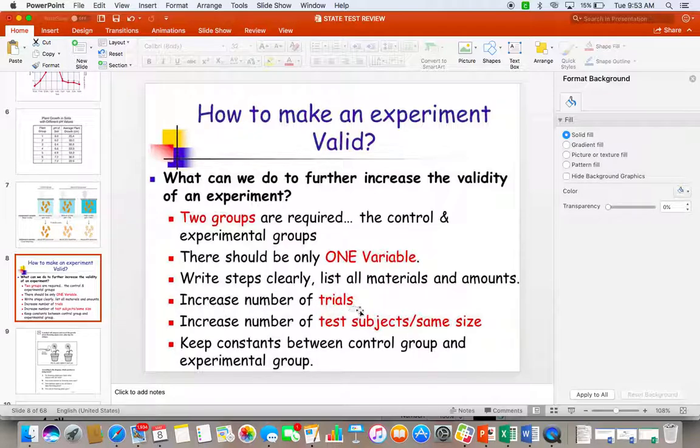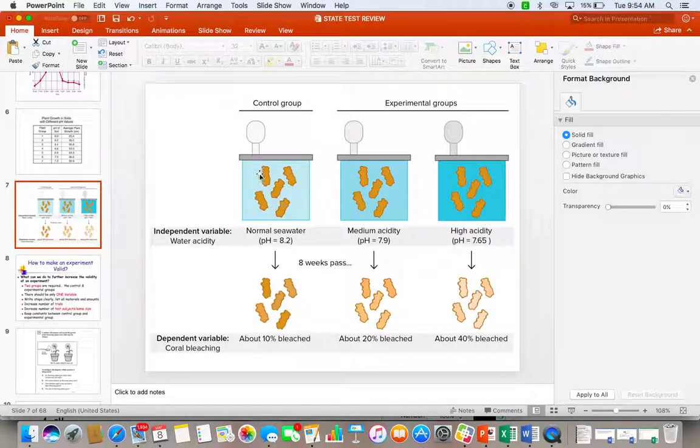To increase your validity, you want to repeat your experiment. The more you do something and the more you get the same outcome, the more you can trust the results. And also you'll know if something went wrong if you have that one set of results that comes out different than all of the others. And you also want to test a lot of individuals. You want to have what's called a large sample size. So up here, we only tested 5 corals. Well, it would have been even better if we had tested 10 or if we had tested 15 or 25 even, okay?